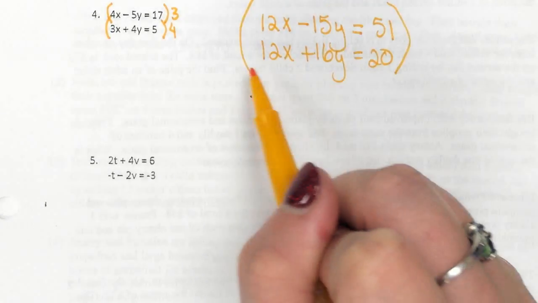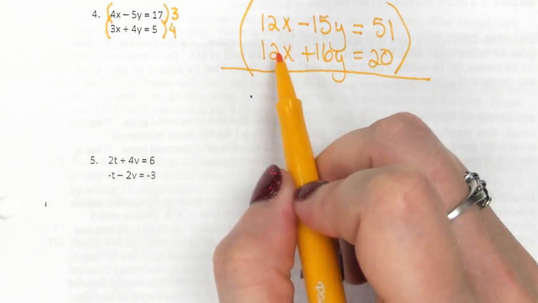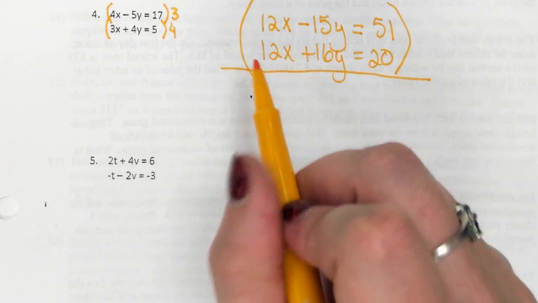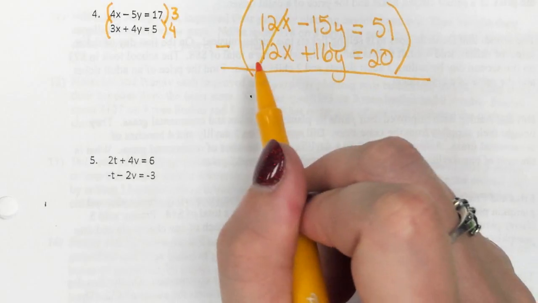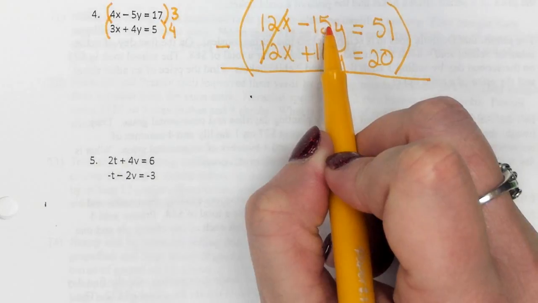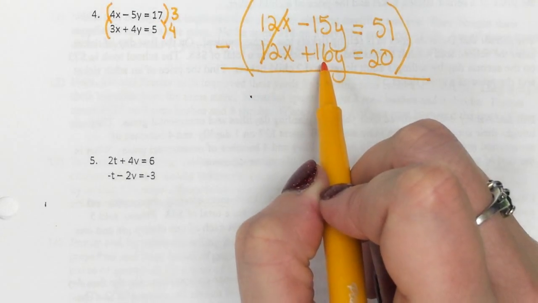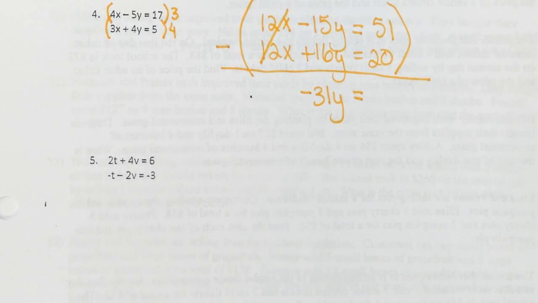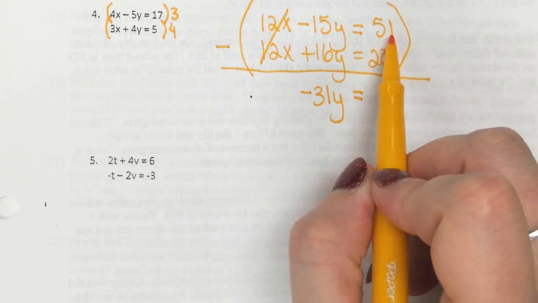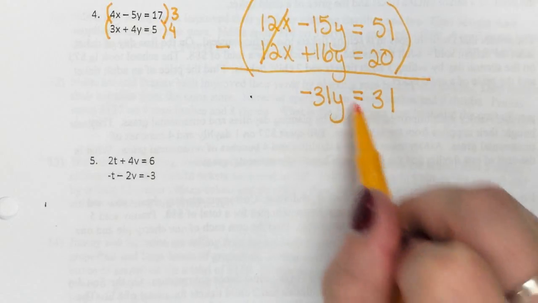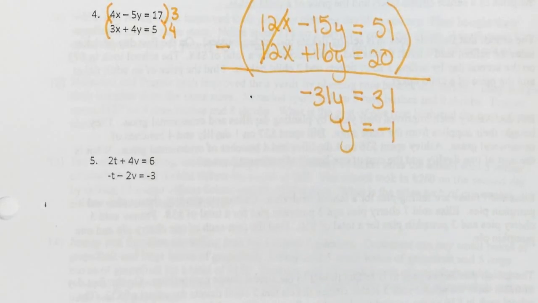Here's where you need to be careful. The numbers that are the same are the 12s, right? How do you make those eliminate? You subtract. And you got to be really, really careful right here. It's negative 15, subtract 16. How much is that? 31. Very good. And it's 51 subtract 20. You got to subtract everything. Positive 31. So divide and you get negative 1. Are y'all okay? Just gotta be real careful when you're subtracting.